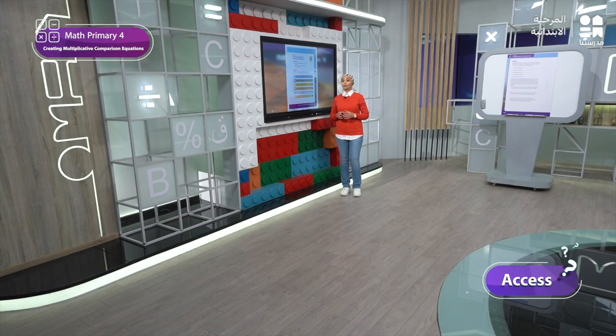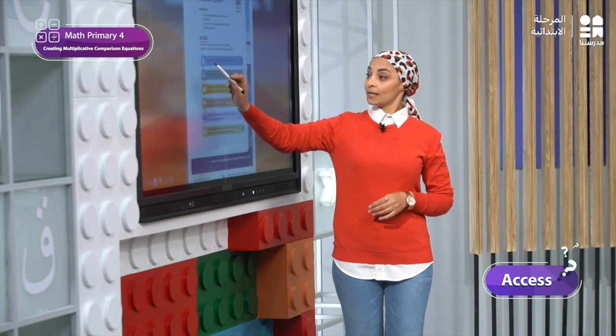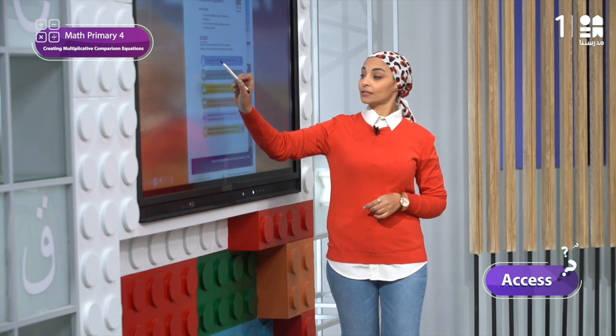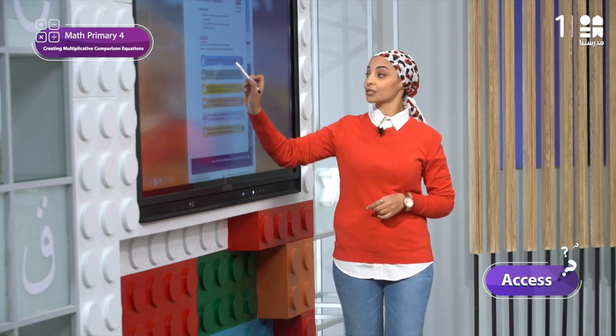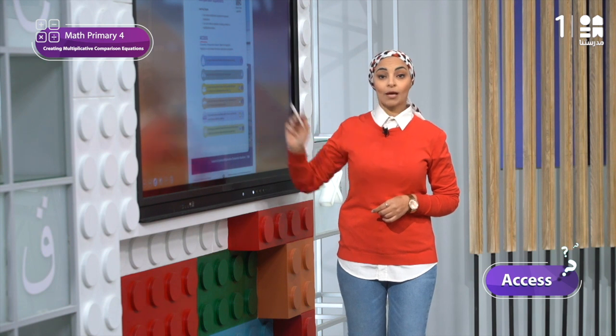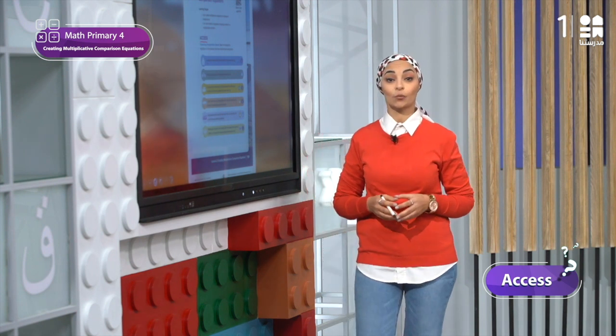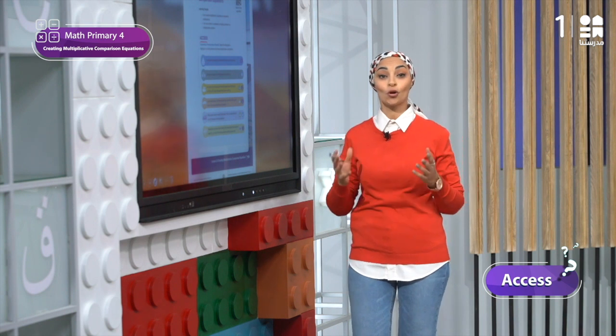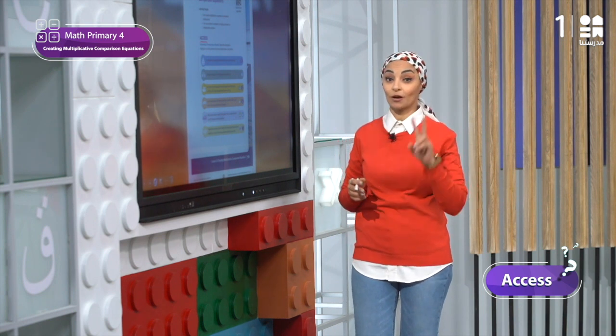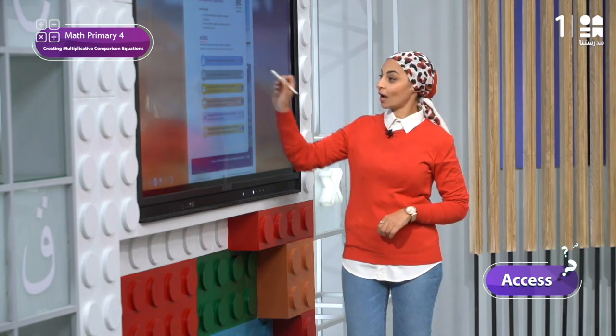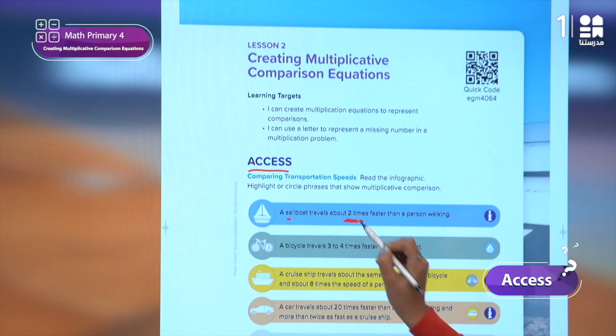And now number 1, the first sentence is, it's telling me a sailboat travels about 2 times faster than a person walking. Of course, the phrase that expresses ايه الفريز اللي بتدل على الcomparison. Yes, 2 times. Do you know the number we multiply by when we say the word 2 times? يعني لما أقول 2 times بعمل multiplication by what? Yes, I am sure all of you know that it means multiplying by 2, of course. So, I will circle 2 times and this is the phrase.